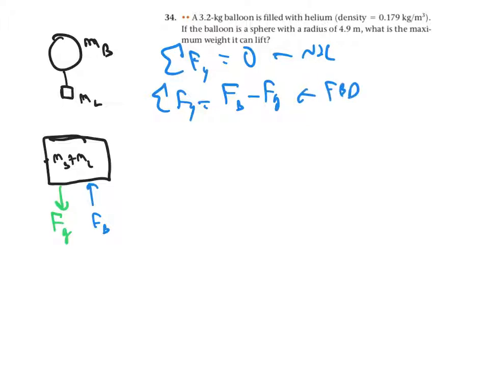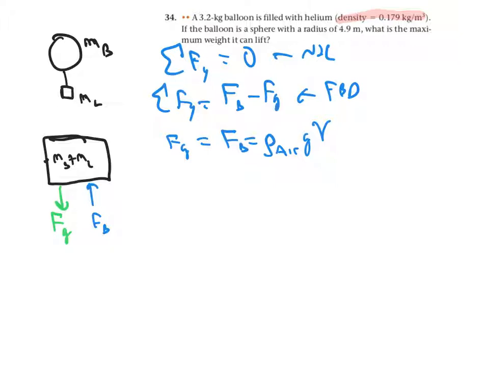So we want the maximum weight it can lift. So we really want to just find Fg. That's interesting. All right, so Fg is going to be Fb, which is the density of the air. And we need to be careful about that because it's the air that's holding it up, even though they gave us a different density, right? They gave us the density of helium. That isn't directly relevant at this moment. Anyway, Fb is going to be rho times g times the volume of displaced air.